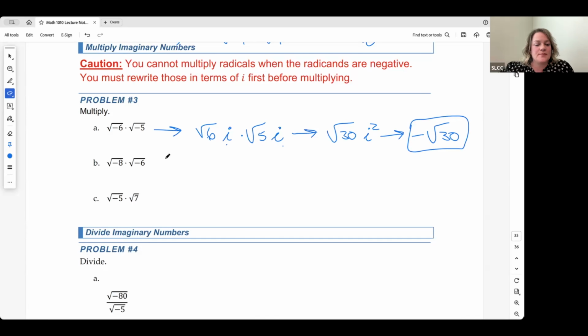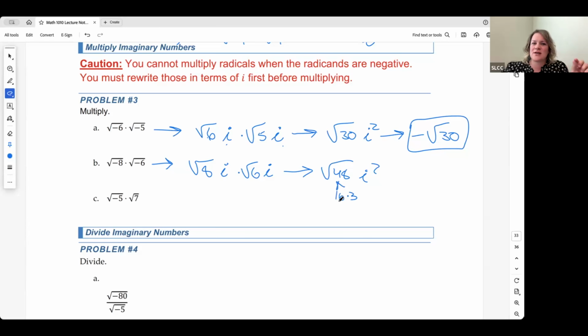Let's look at B. Same idea. So root 8i times root 6i. That leads me to root 48 i squared. Can I simplify root 48? That's 16 times 3. So you look for the biggest perfect square.